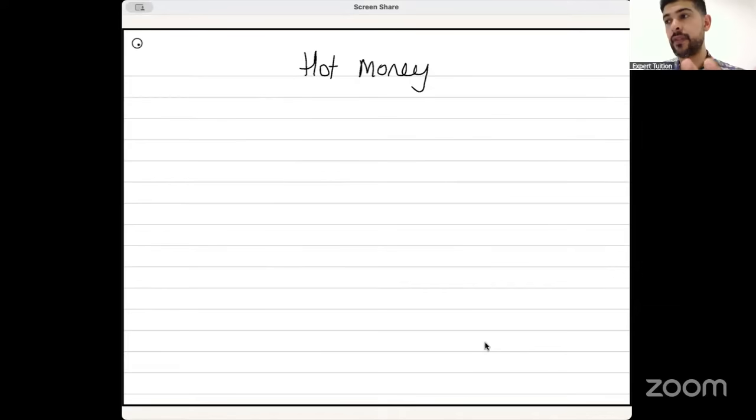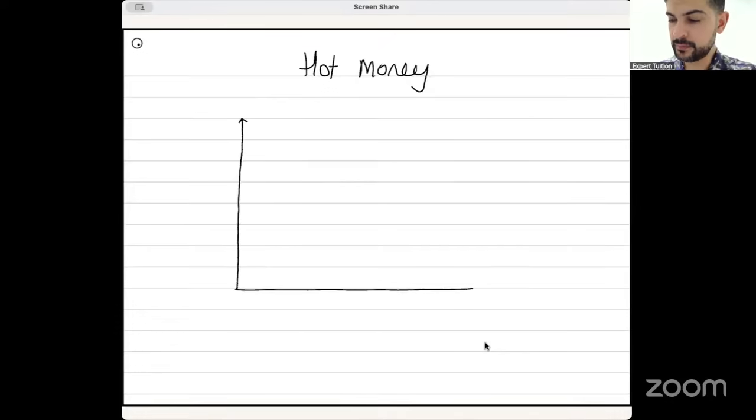Well, if interest rates are high, are they going to come into the UK or is hot money going to flow out? Do you guys agree that it's going to flow into the economy, right? So what does that mean on a foreign exchange market diagram? Let's draw it. So here's quantity of pounds. And over here, we've got price of pounds in, let's say, dollars.